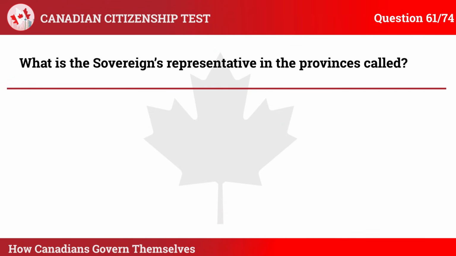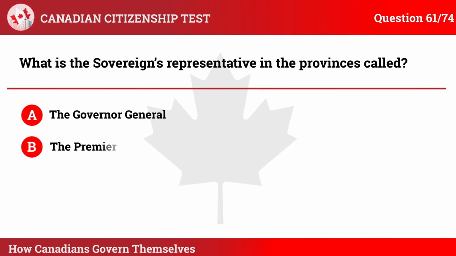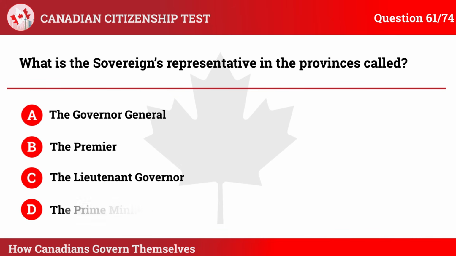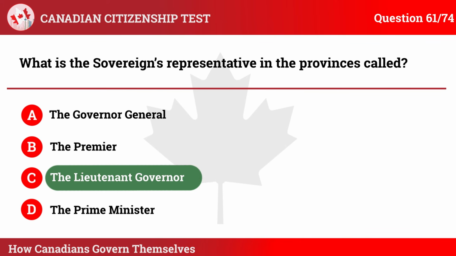What is the sovereign's representative in the provinces called? A. The Governor-General. B. The Premier. C. The Lieutenant Governor. D. The Prime Minister. The correct answer is C. The Lieutenant Governor.